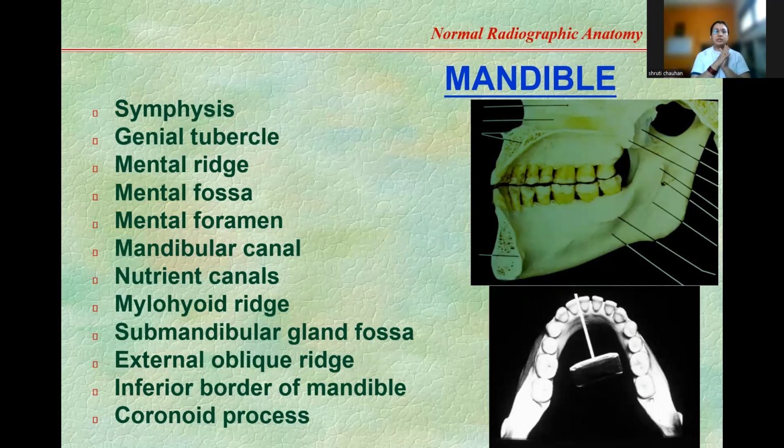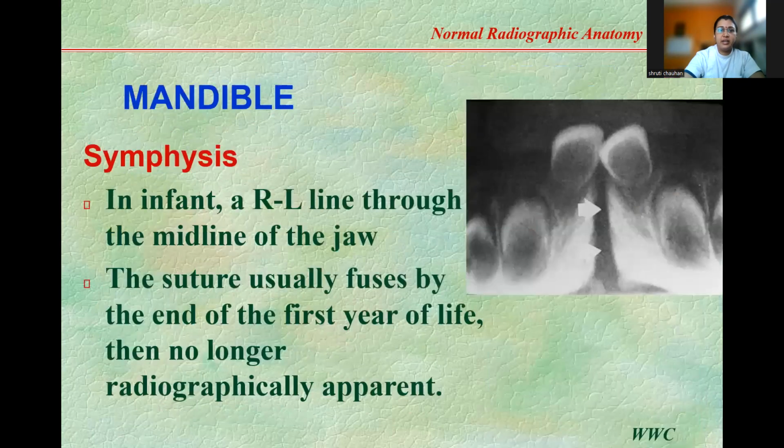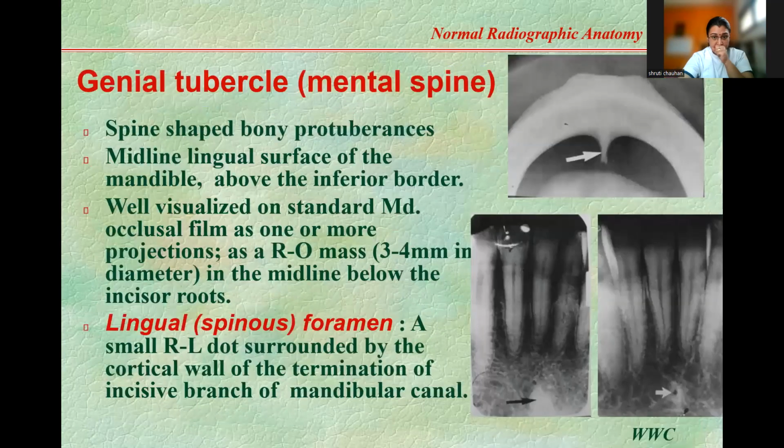Then the genial tubercles. Where are the genial tubercles? There is the genial foramen. The foramen is there, right? So the foramen, that is the lingual foramen. The genial tubercles will overlap it and surround it like a ring.